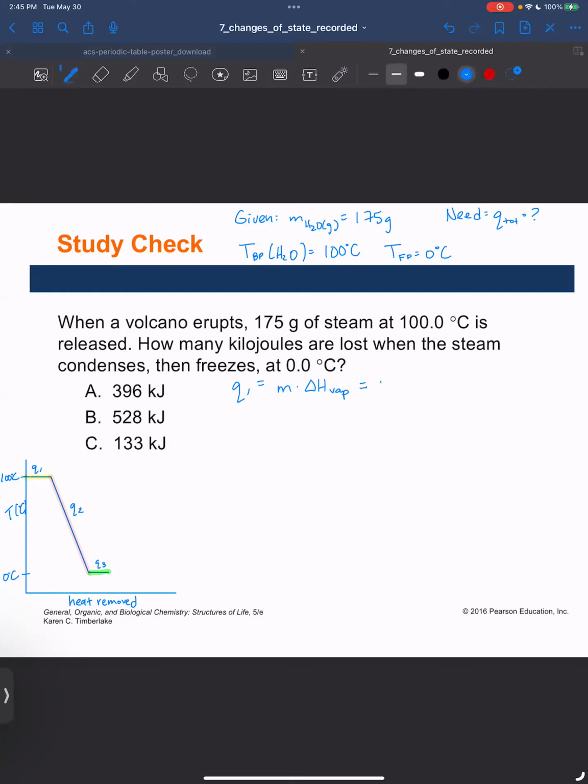Q1 is equal to 175 grams times the enthalpy of vaporization. So I'm going to have to look that value up. Once again, you may be provided a table or the numbers might be provided within the context of the problem. So heat of vaporization we worked with earlier. That is 2,260 joules per gram for water. And so that is 175 times 2260. And so we get quite a large number here.